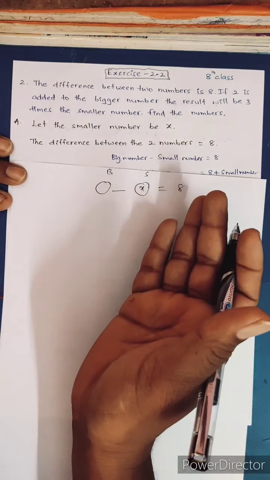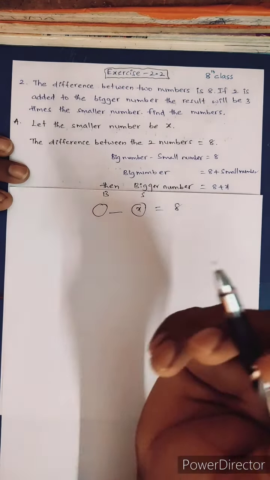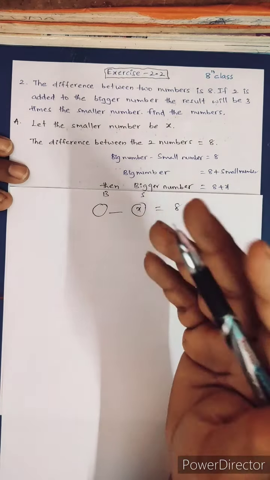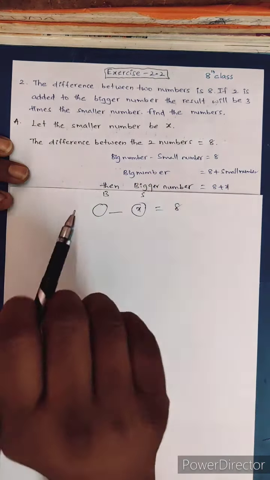Between these two numbers, you assume any one of the numbers is x. Let the smaller number be x. Or let the bigger number be x. You can take any of those. The difference between the two numbers is 8.